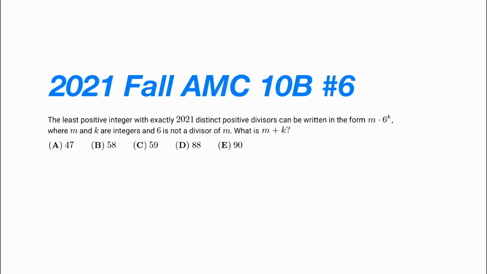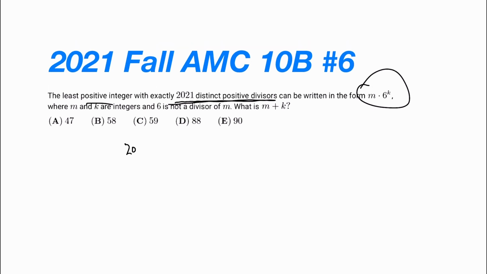Now let's take a look at number 6. Number 6 says there is a positive integer with exactly 2021 distinct positive divisors, and it can be written in the form of this, and we want to find this. Well, we want to find the least positive integer with 2021 distinct positive divisors. We need to factor 2021 first.